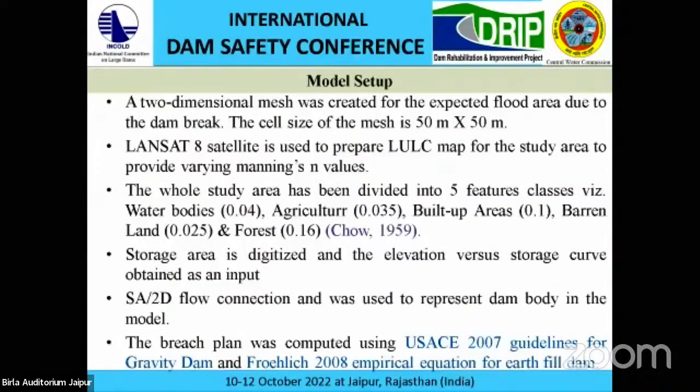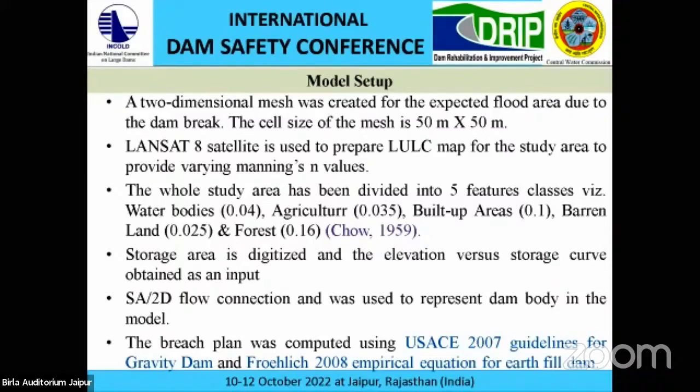So for model setup, we have created this two-dimensional mesh with a cell size of 50 by 50. For giving the Manning's n, we have used the land cover map, and we have found 5 different classes of that area. Storage areas are also digitized, and storage curves have been used. The dam has been given in the form of 2D connections.